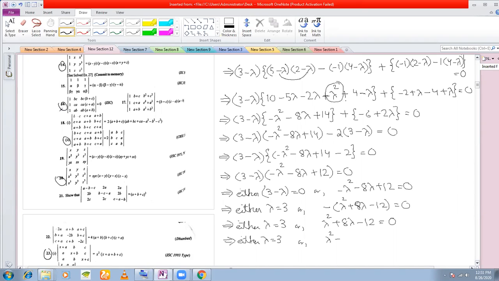This becomes lambda square minus 8 lambda plus 14 and all this. This is okay. This only becomes plus. Becomes a plus. This plus and this remains.